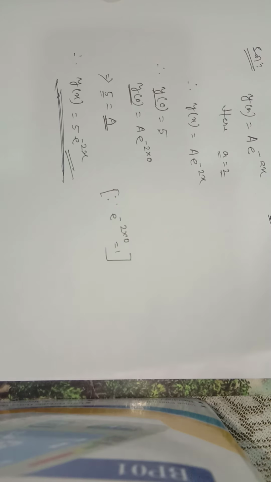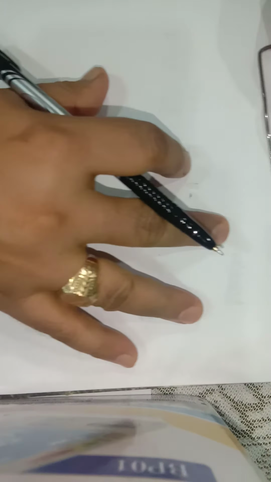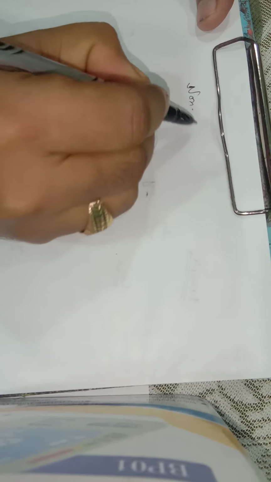So this is the solution for the homogeneous case. Now we shall discuss the non-homogeneous case. In the non-homogeneous case we have two solutions. One is the complementary solution and another one is the particular solution. So let us take a non-homogeneous case.